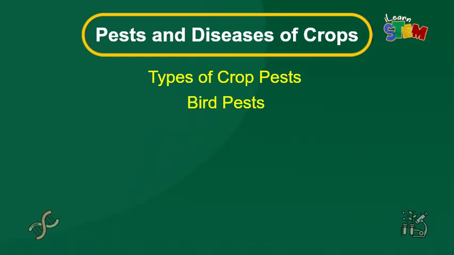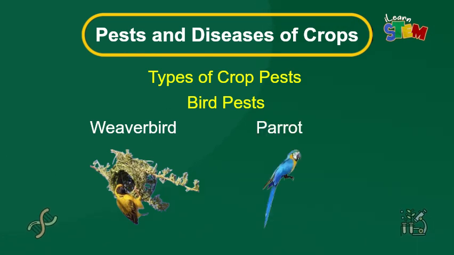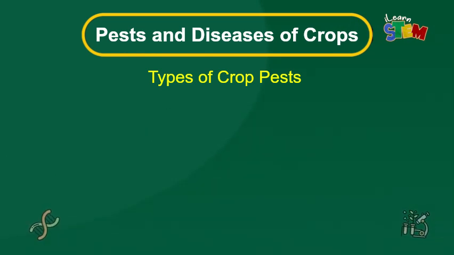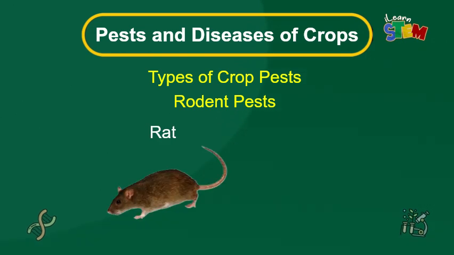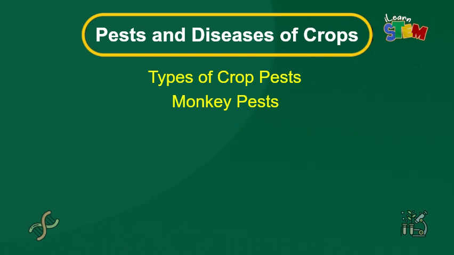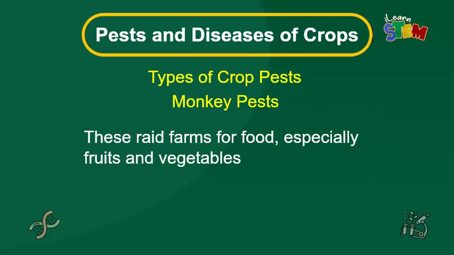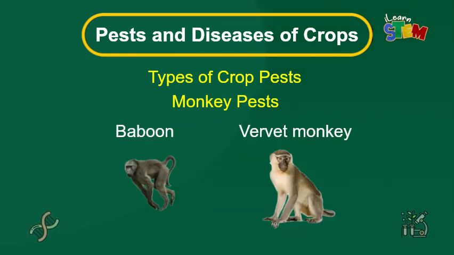2. Bird pests. These pests feed on grains, fruits, and seeds, reducing crop yield. Examples are weaverbirds, parrots, and many more. 3. Rodent pests. These pests attack stored grains and eat plant roots. Examples are rats, squirrels, and so on. 4. Monkey pests. These raid farms for food, especially fruits and vegetables. Examples are baboons and vervet monkeys.